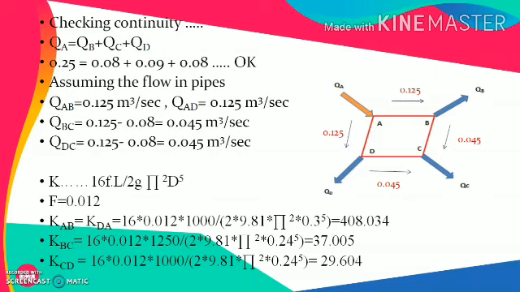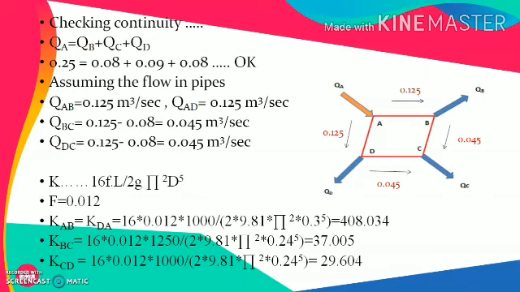So now we can calculate the value of K for each segment. So K AB equals to K DA, because the parameters for these pipes are same, means length and diameter for the segment AB and DA are same, so the value of K1 will be same, and it can be calculated as 16 into 0.012 into 1000, which is the length of it, upon 2 into 9.81, which is value of G, into pi square into 0.3 raised to 5, where 0.3 is the diameter of a pipe in meter.